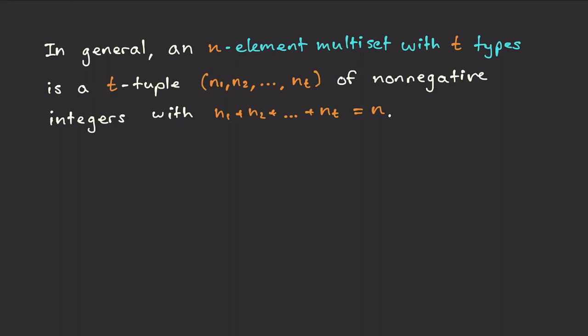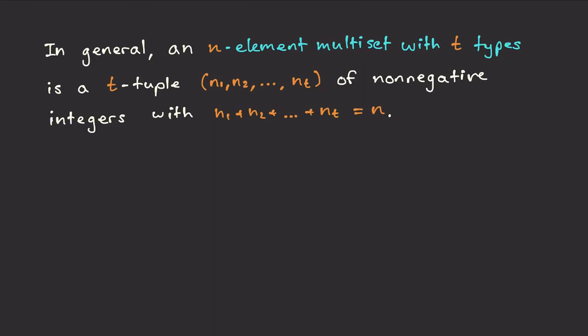An n-element multiset with t types is defined to be a t-tuple n1, n2, up to nt of non-negative integers whose sum is equal to n. So for example, my sock drawer was a 10-element multiset with 4 types. The reason it's called a multiset is because it's like a set, but the elements can appear more than once. The n's keep track of how many times each element appears. If the n's were all 0 or 1, then this would essentially be a set.